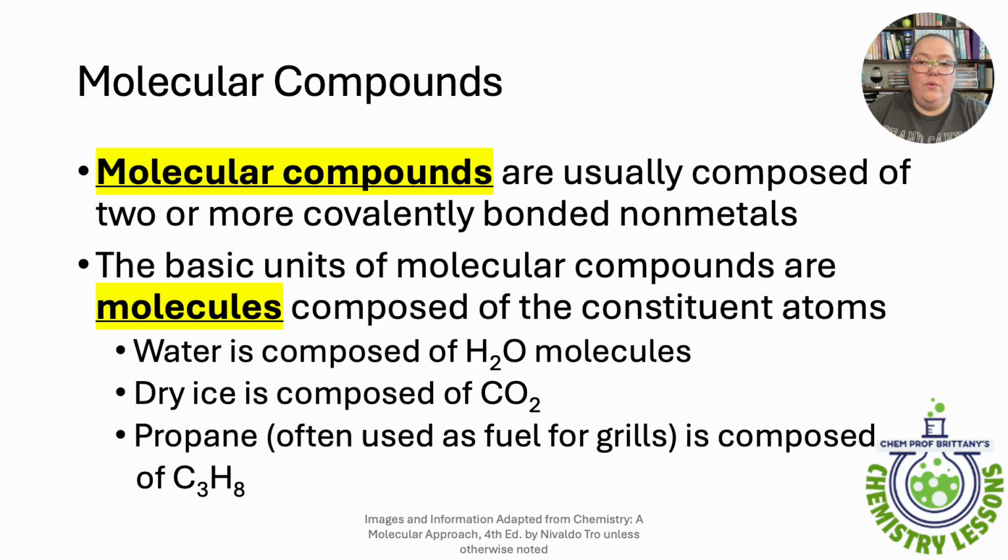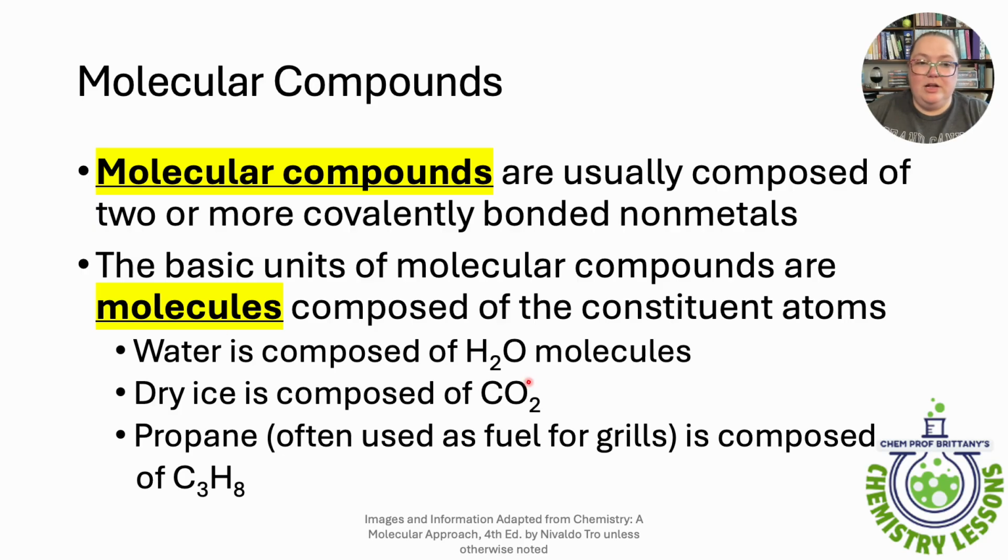Now, our compounds, again, remember compounds are either going to be molecular or ionic. Our molecular compounds are composed usually of 2 or more covalently bonded nonmetals. The basic unit for a molecular compound is a molecule that is composed of the constituent atoms. I feel like this sounds like common sense, but give me a second and we'll get to ionic compounds and you'll see why I have to spell this out.